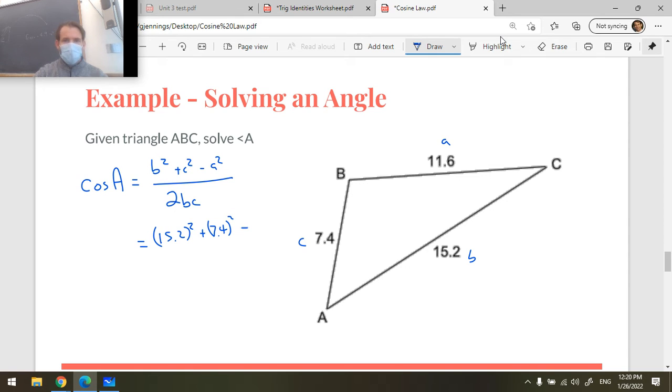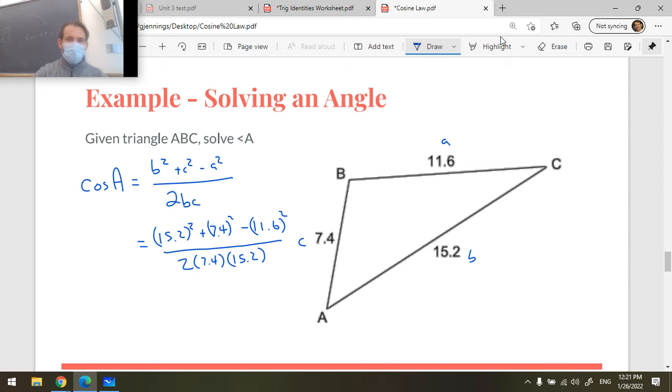59, that squared, minus A squared is 11.6 squared. So somewhere between 121 and 144. Notice that this negative does not come along for the squaring ride. This is subtract the square of A. It's not negative A squared. It's different. This will be negative, always. Divided by 2BC. So 2 times 7.4 times 15.2.